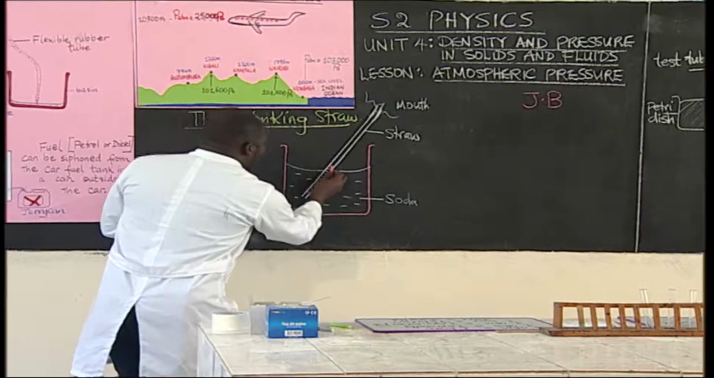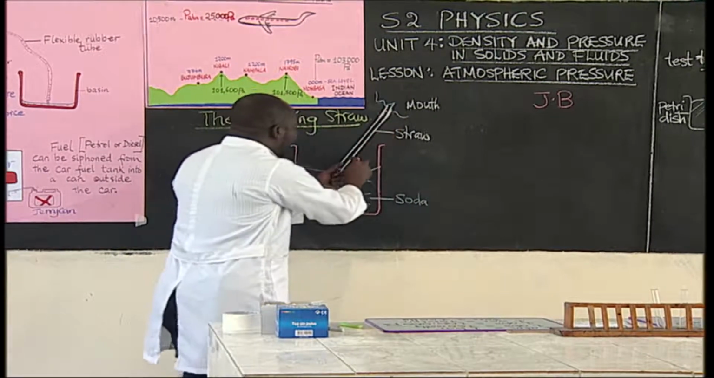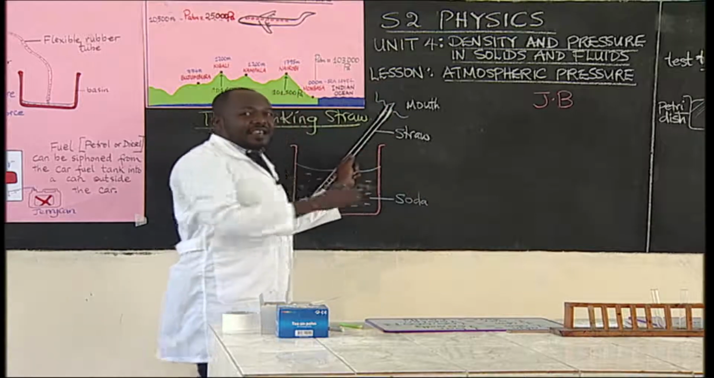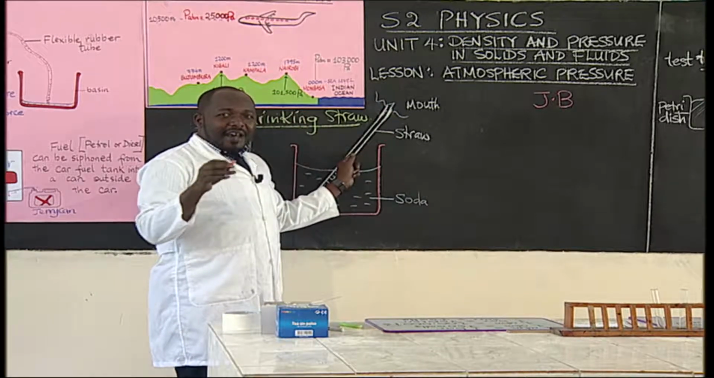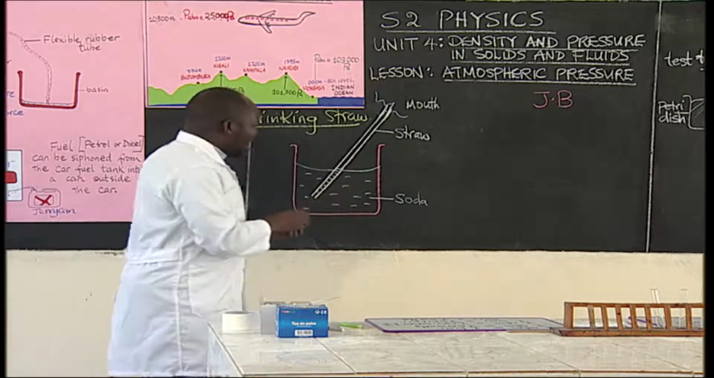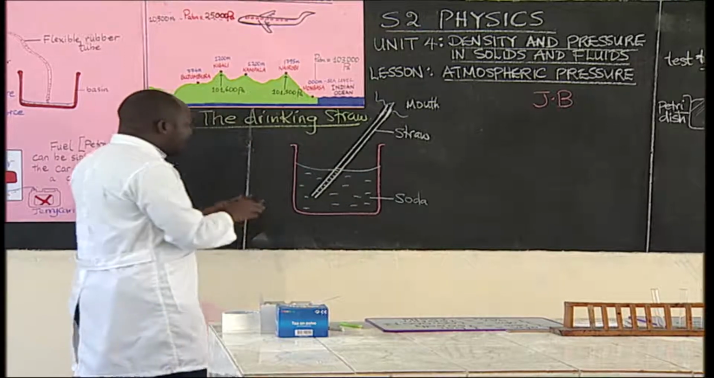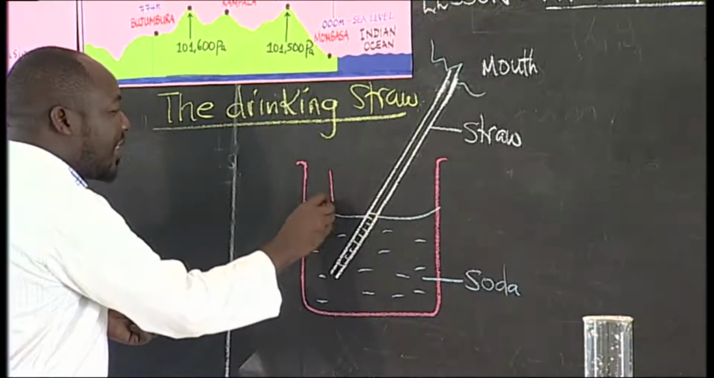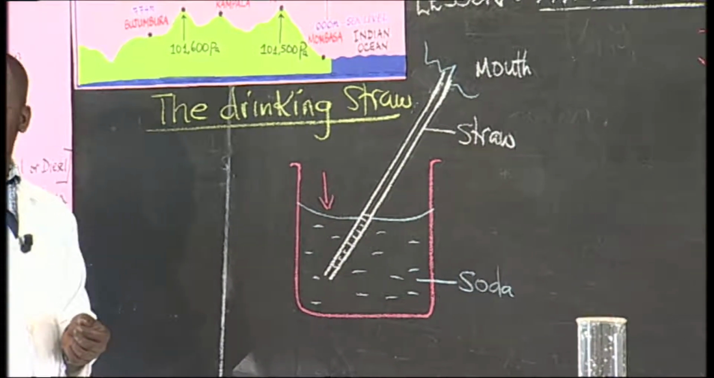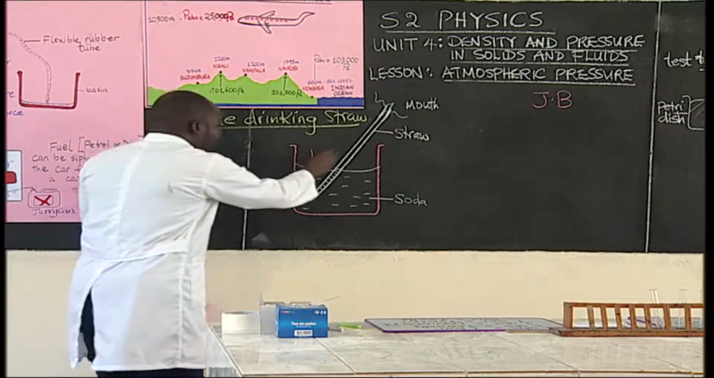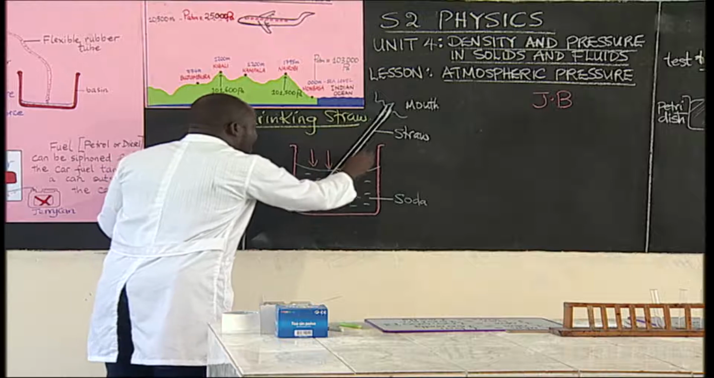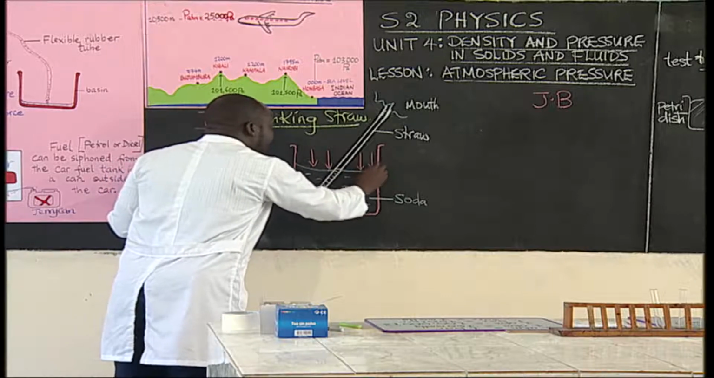So when you take in air inside the mouth, it means this space would remain like a vacuum. And if it is a vacuum, what does it mean? Outside here, we have got atmospheric what? Atmospheric pressure outside, which is pushing the liquid surface downwards.